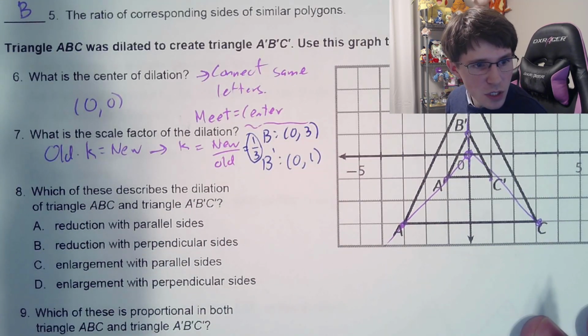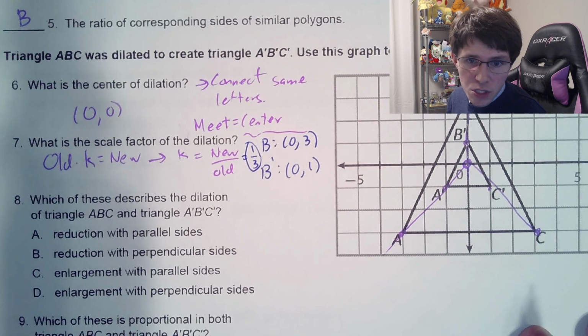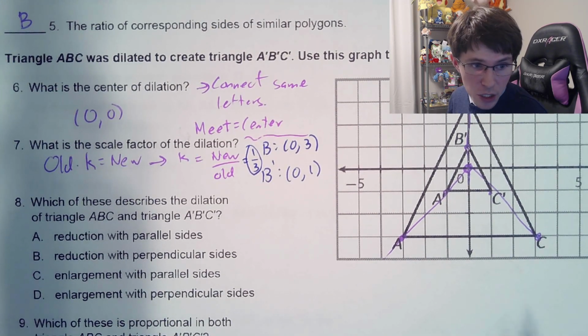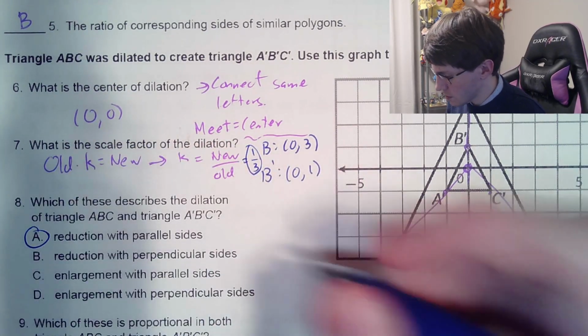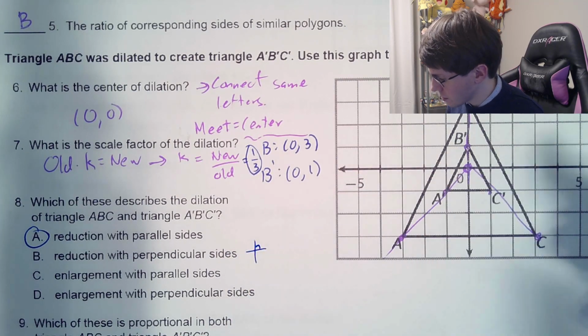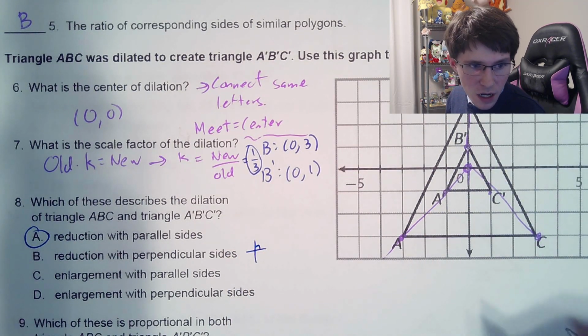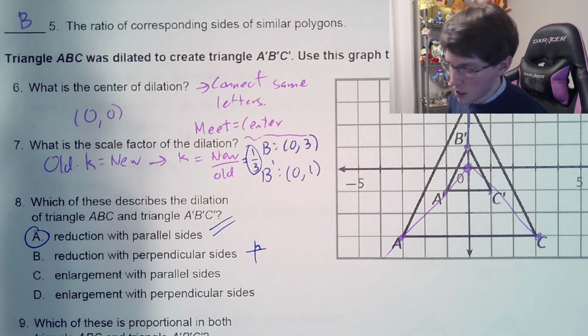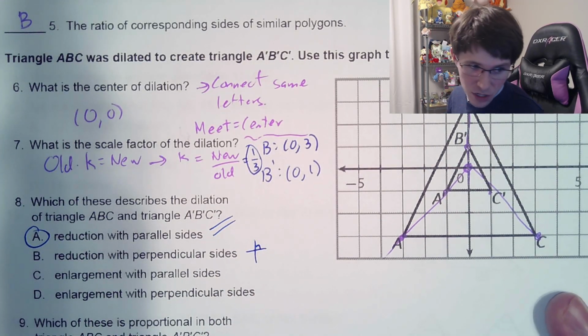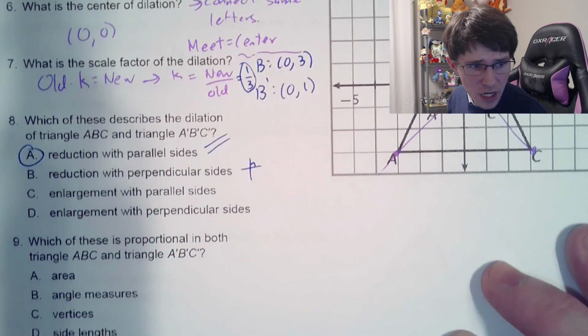All right, so which of these describes the dilation? We just talked about how it's smaller, so that's going to be reduction. It's going to be a reduction, and it always has parallel sides. The perpendicular side doesn't make any sense whatsoever. Remember that perpendicular means creates a right angle. There are no right angles over there. Our parallel sides, that's exactly what happens with every single dilation by definition. Let's check out the next one.